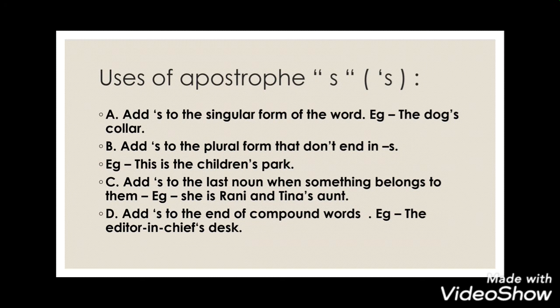Now the next one is add apostrophe s to the end of compound words. Say for example, the editor-in-chief's text. Here the noun editor-in-chief is a compound noun because we have put three words together in order to make one: editor, in and chief. These are three different words which have been combined in order to form a new noun. That's why with these nouns we have to put apostrophe s at the end.